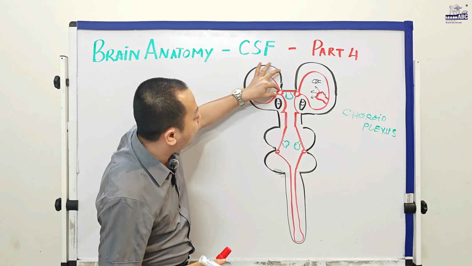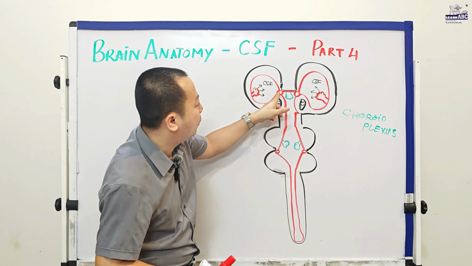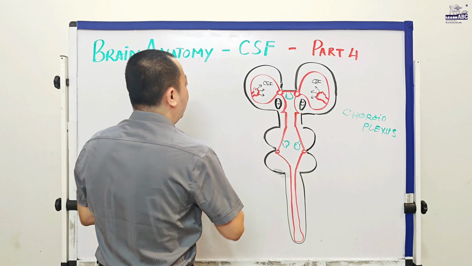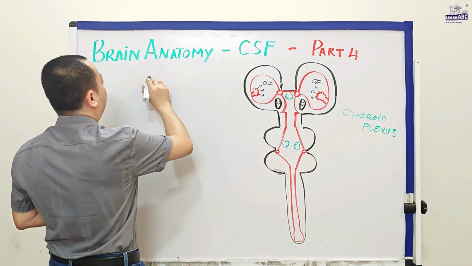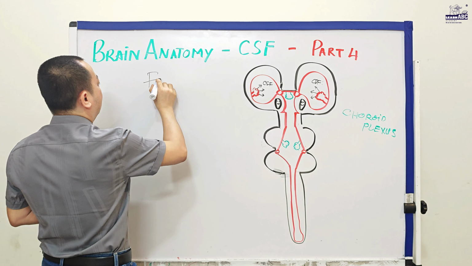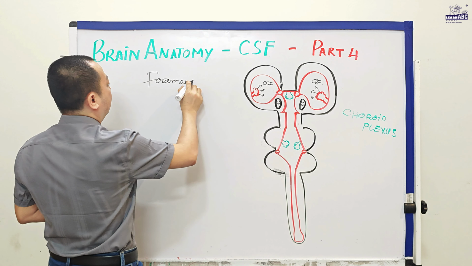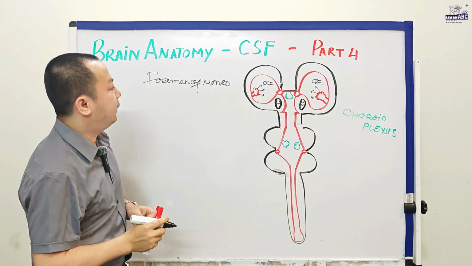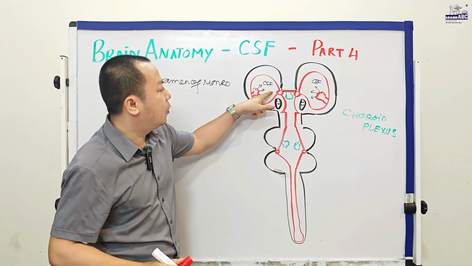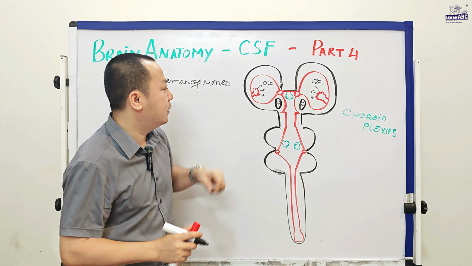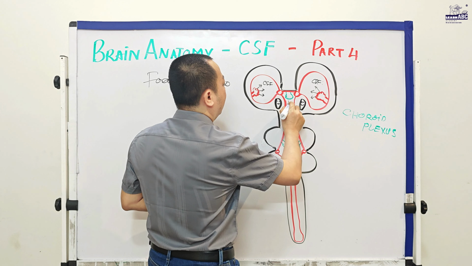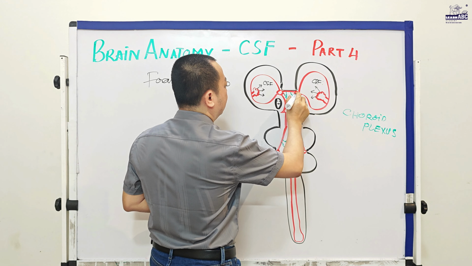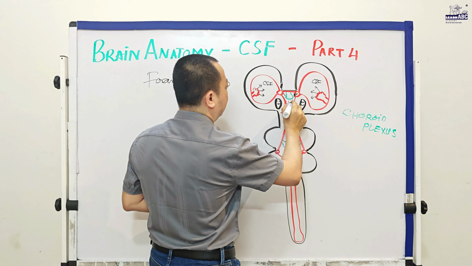You see there is a hole here. This hole and this hole, what we call the foramen of Monro. So I will write here, foramen of Monro. Through the foramen of Monro, the CSF will go out, and then the CSF will go to the third ventricle, like this.